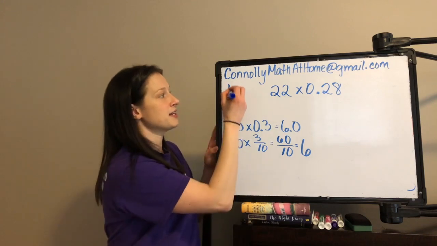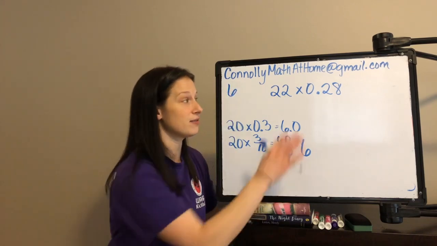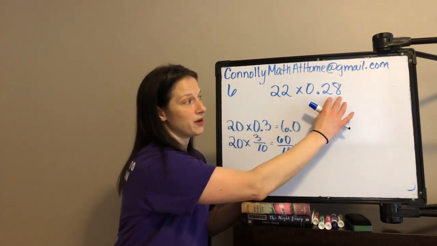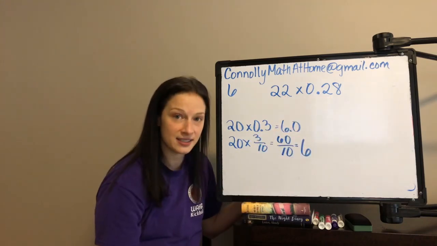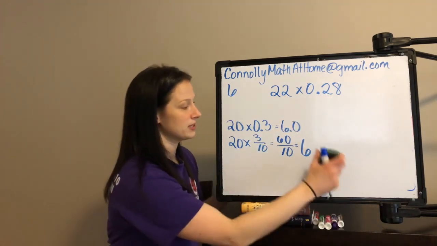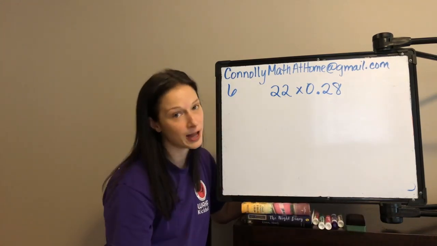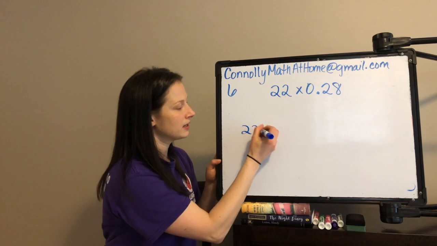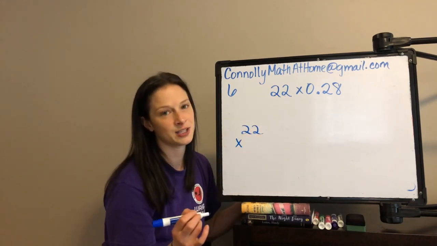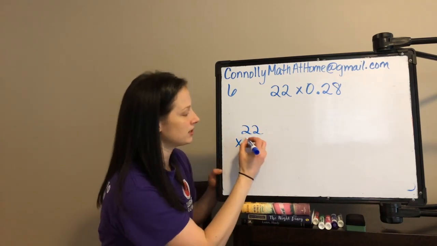Okay, so let's put my estimate up here. I'm estimating 6. I rounded 22 to 20. I thought about 28 hundredths, that's close to 3/10. And so now I'm going to solve. All right, I will allow us to use a standard algorithm. Are there other ways to multiply this? You bet. You can do any way that you want.